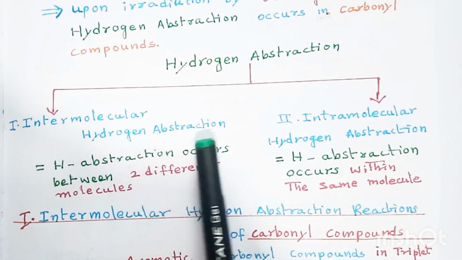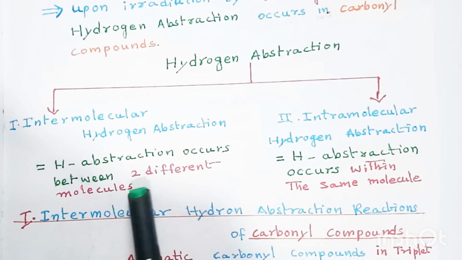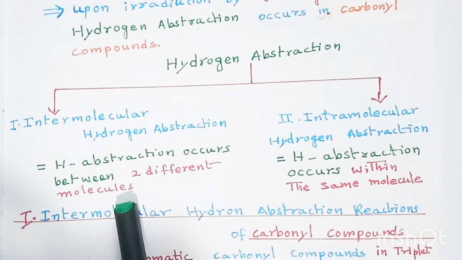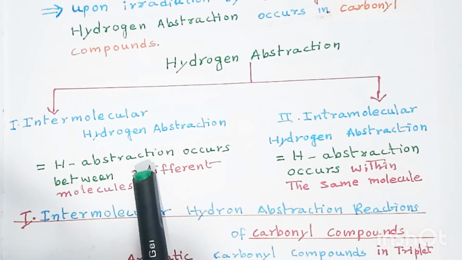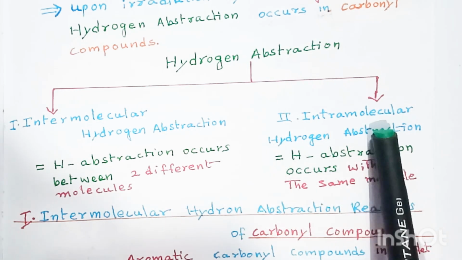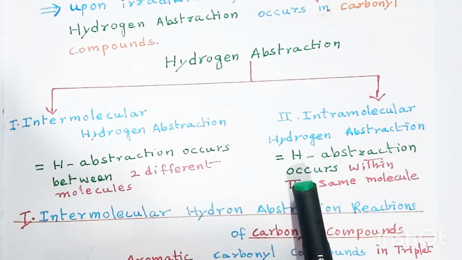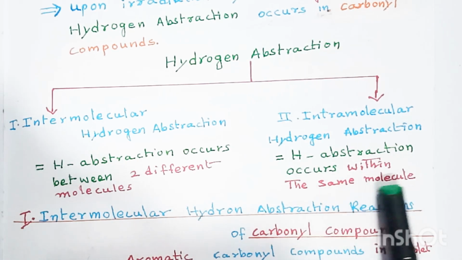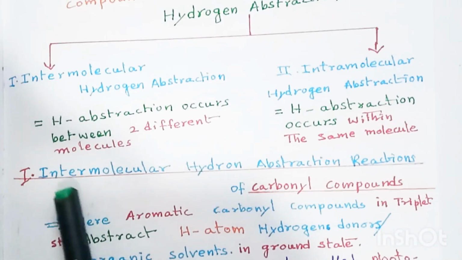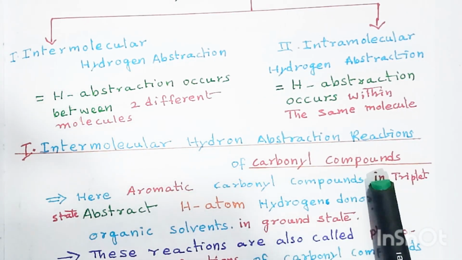Intermolecular hydrogen abstraction means hydrogen abstraction occurs between two different molecules. So, intermolecular means abstraction between two different molecules, whereas intramolecular hydrogen abstraction means hydrogen abstraction occurs within the same molecule. First of all, let's consider intermolecular hydrogen abstraction reactions of carbonyl compounds.